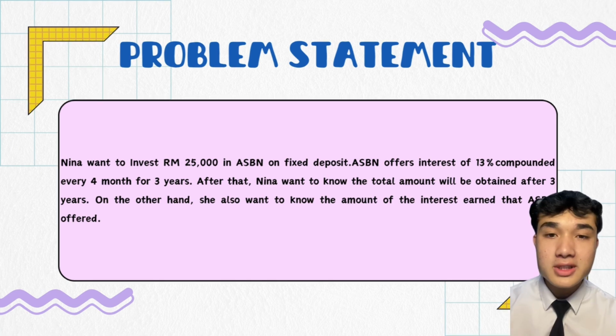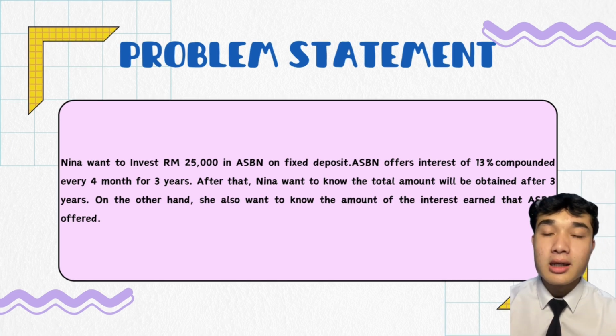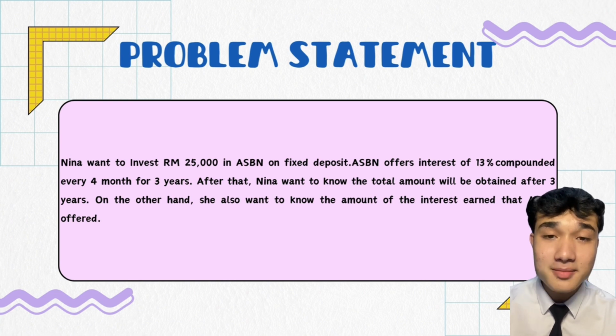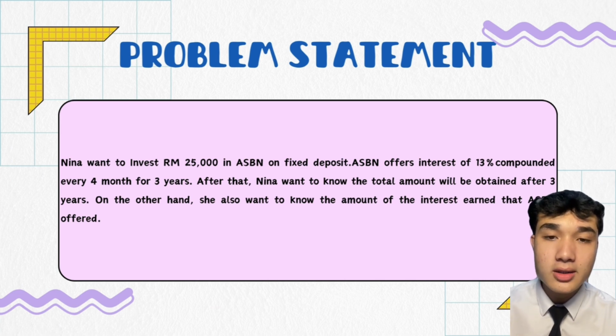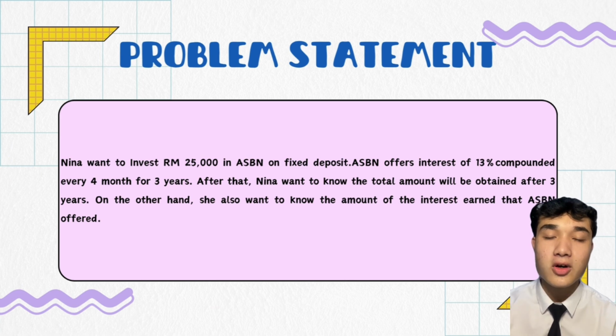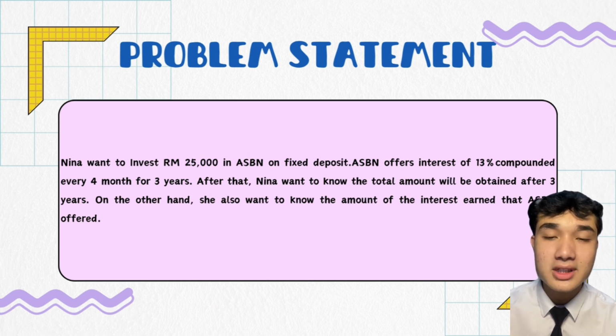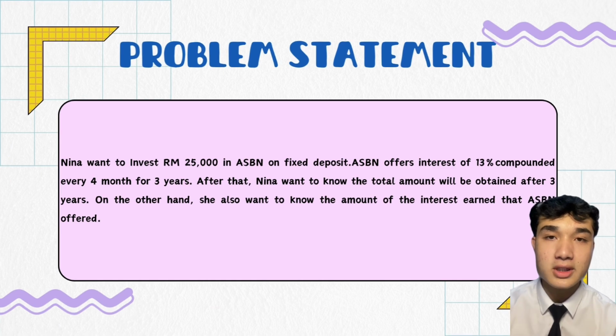For the problem statement in this subtopic: Nina wants to invest RM 25,000 in ASBN on fixed deposit. ASBN offers interest of 13% compounded every 4 months for 3 years. Nina wants to know the total amount she will obtain after 3 years. On the other hand, she also wants to know the amount of interest earned that ASBN offers.